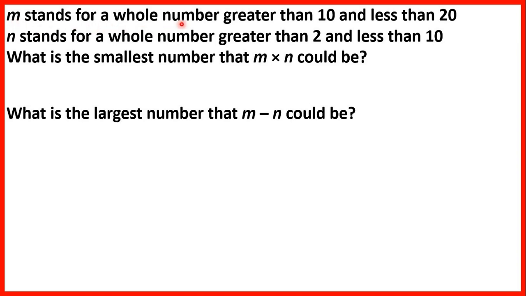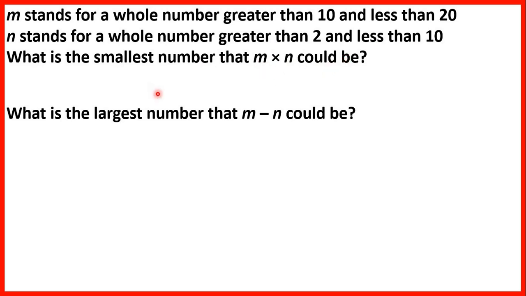M stands for a whole number greater than 10 and less than 20. N stands for a whole number greater than 2 and less than 10. What is the smallest number that m times n could be?